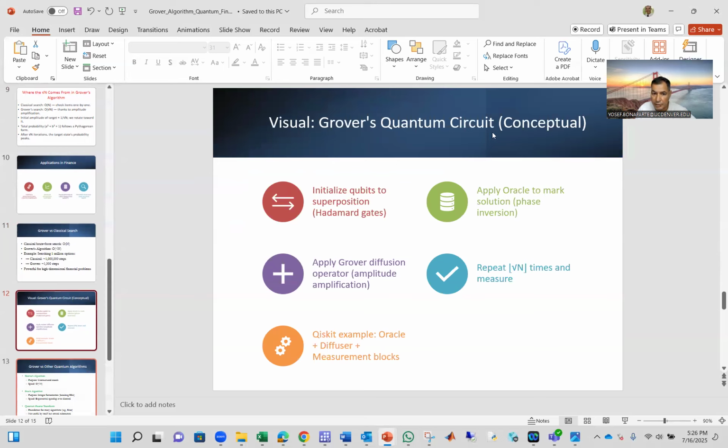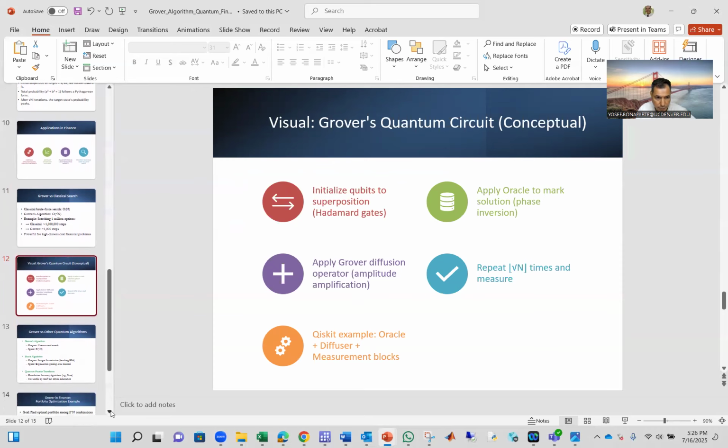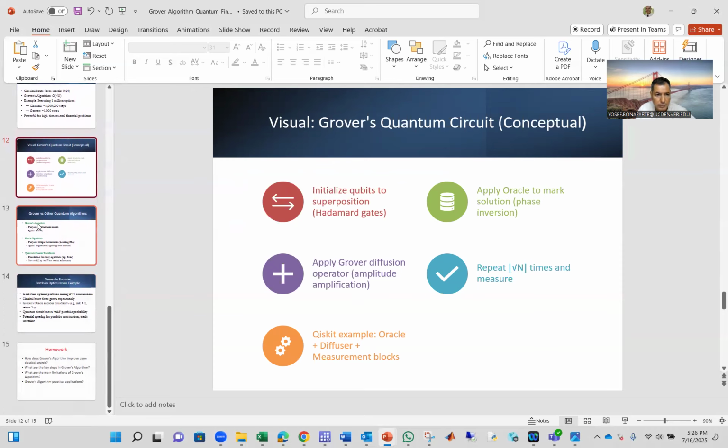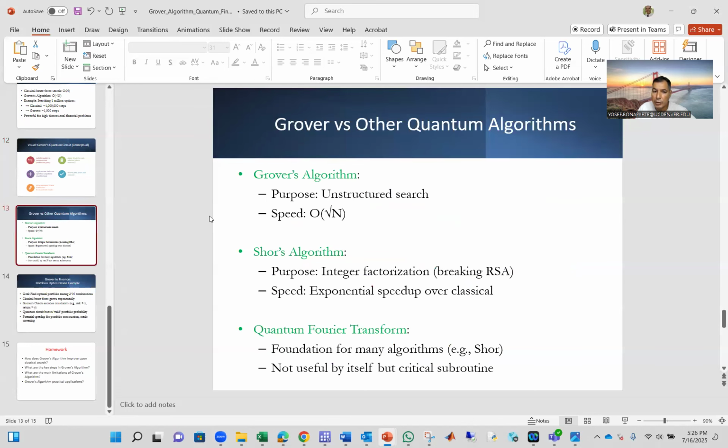Visual Grover quantum circuit: initialize the qubits in superposition, followed by applying the Grover diffusion. Then a Qiskit example: oracle and diffuser, apply the oracle and repeat. Grover's algorithm purpose is unstructured search.